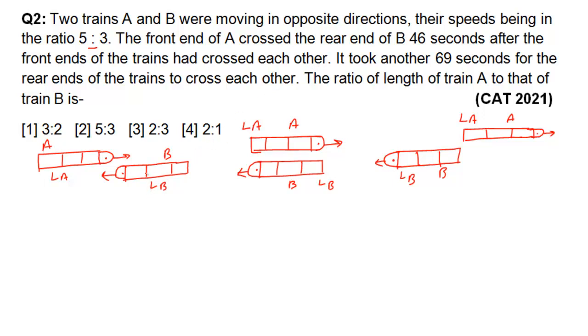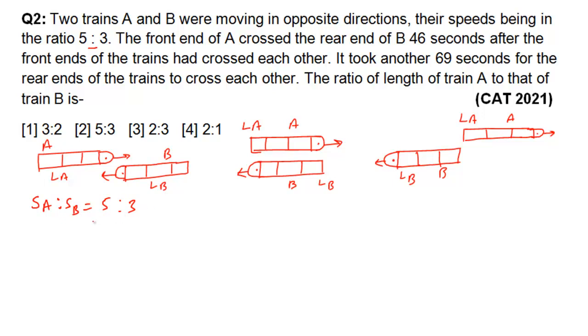So that means from this situation to this situation, the train takes 46 seconds. It took another 69 seconds for the rear ends of the trains to cross each other. That means from this situation to this situation, 69 seconds. The ratio of length of train A to that of train B is, so the ratio of speed is given as 5:3. The speed of train A to the speed of train B is 5:3.